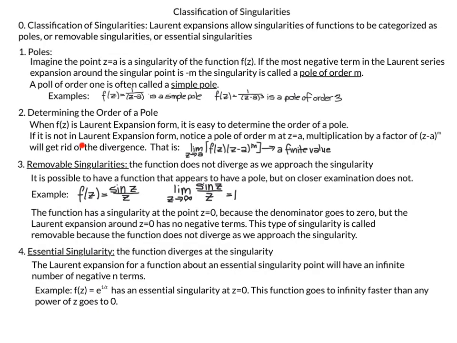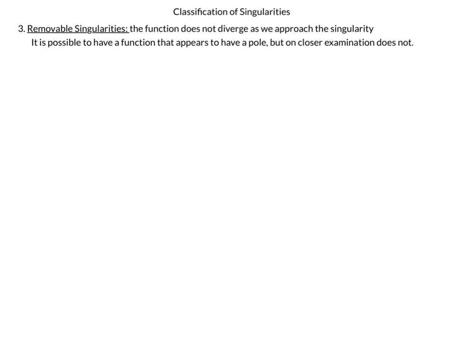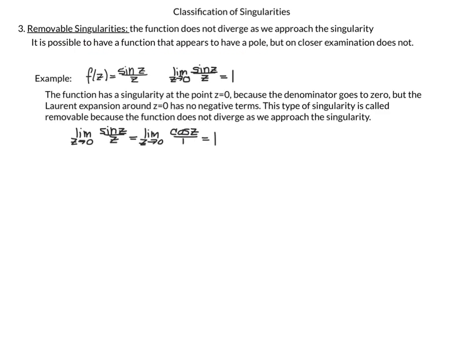Our next topic is removable singularities versus essential singularities. A removable singularity is when the function does not diverge as we approach the singularity. You notice in the previous example, when we were looking at our singularities, we verified that our function would diverge. So it's possible to have a function that appears to have a pole, but on closer examination does not. Our first example is f of z equals sine of z over z.